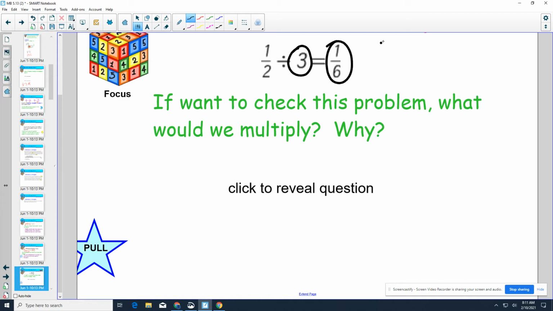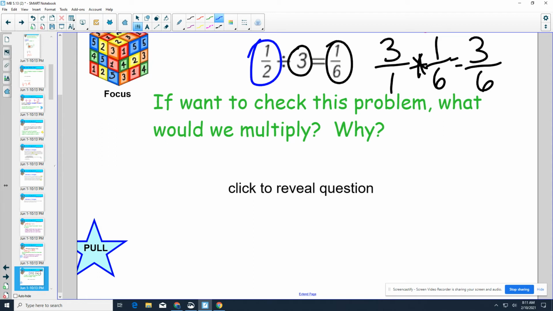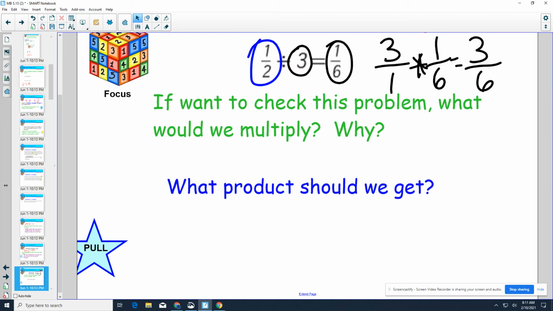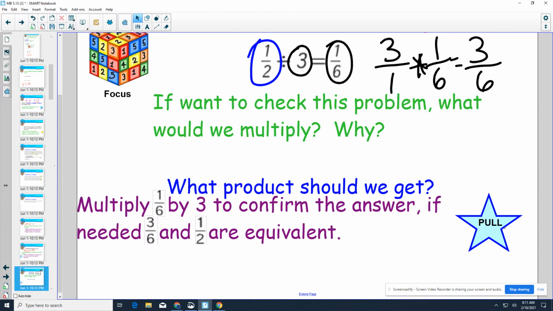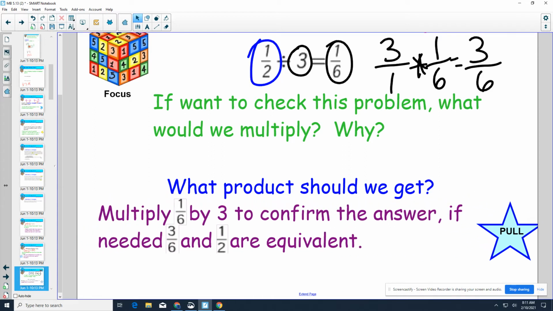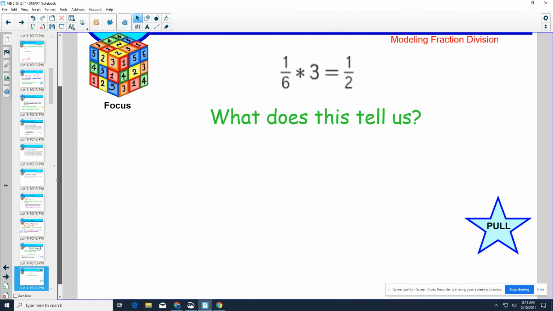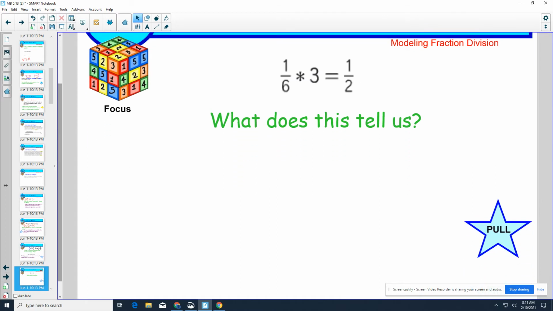And in this case, I would just say 3 over 1. And I would multiply it by 1/6. And I get 3/6, which is equivalent to the 1/2 that we started with. So that shows me that my answer is correct. So the product we should get is 1/2 because that was our dividend, what we started with. So if I multiply 1/6 by 3 like we just did to confirm the answer, 3/6 and 1/2 are equivalent, just like we looked at. Okay, so what does this tell us? 1/6 multiplied by 3 equals a half.